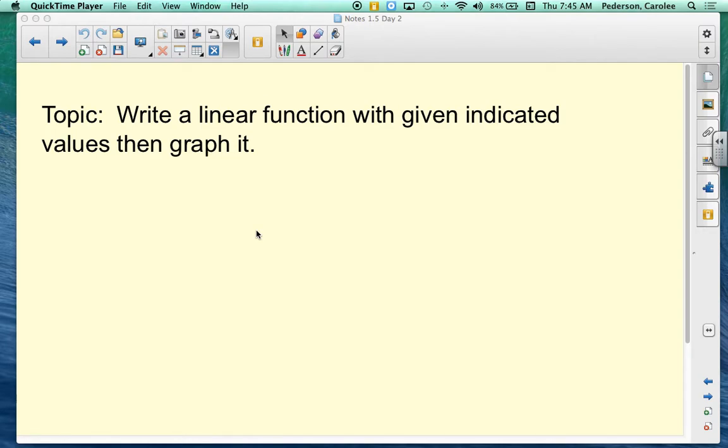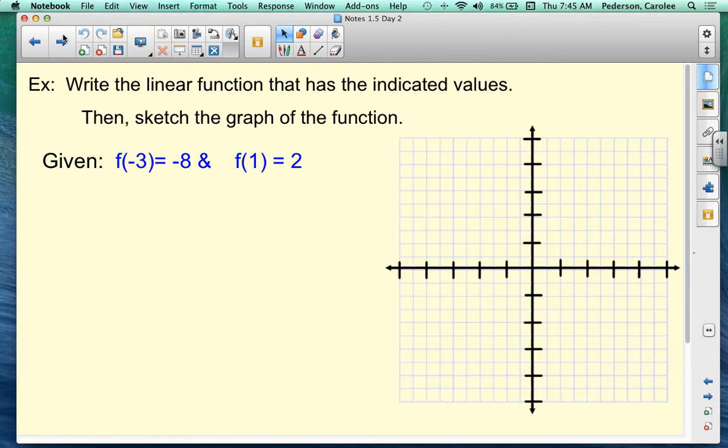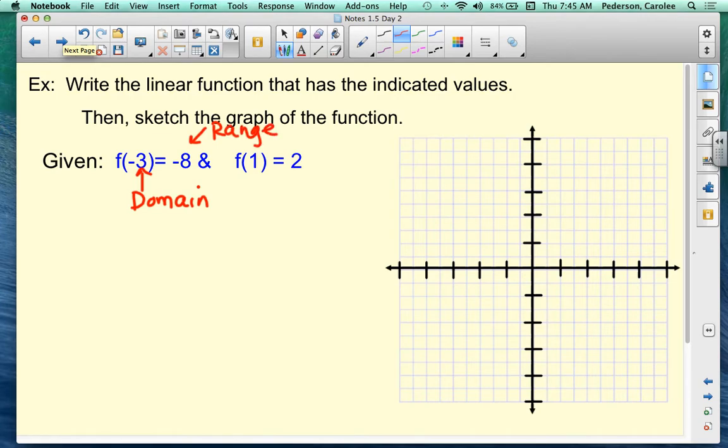This video is writing a linear function given indicated values. What we give you is two functions that are evaluated. If you remember, when you evaluate a function, what you sub in is your domain, and what you get out is your range. So let's identify these ordered pairs.